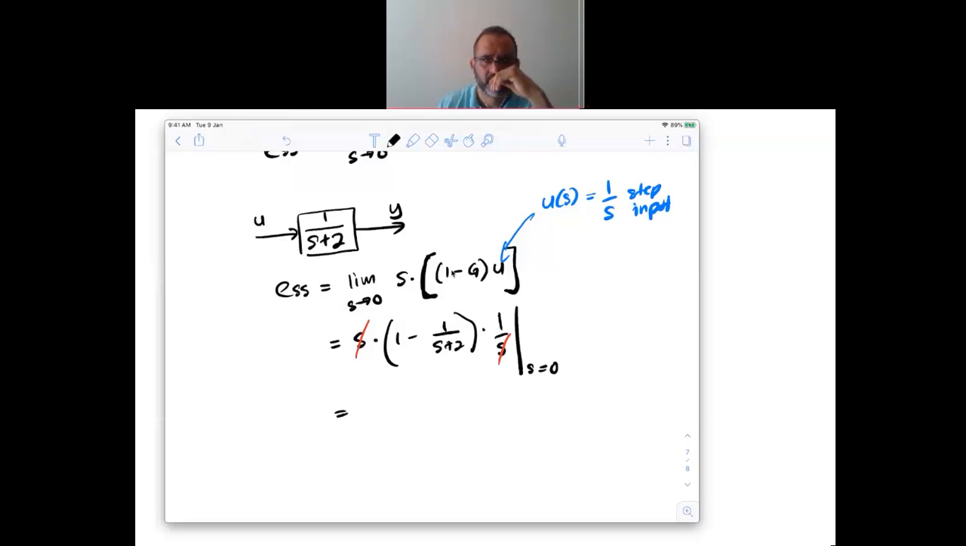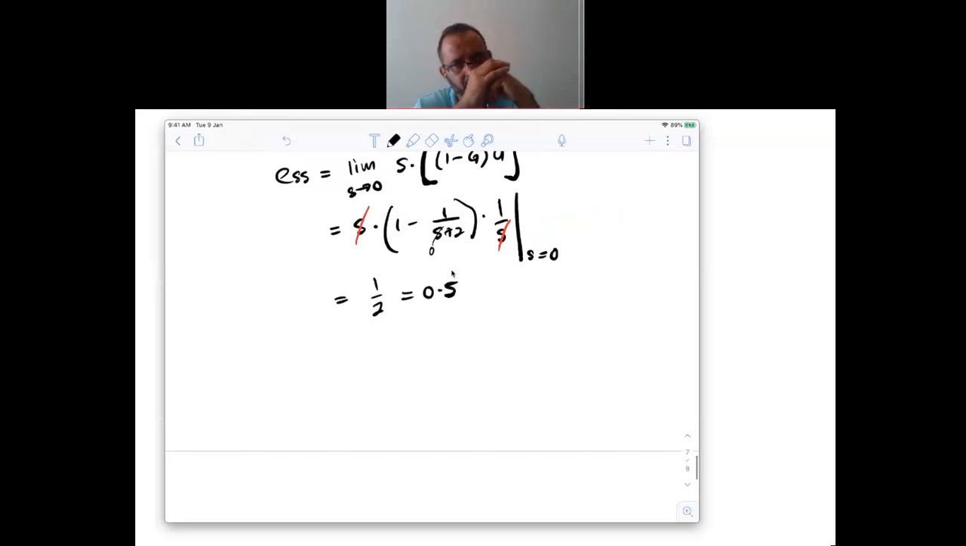So then I just substitute s equals 0. Then I will get s becoming 0 here. So what do we have? 1 over 2 is a half, so 1 minus 1 over 2 is a half, so this is 0.5. So I know for this open loop system, I apply a step input to the system just now in the time domain.